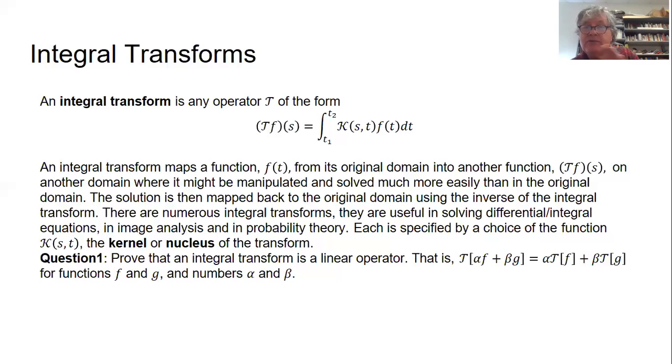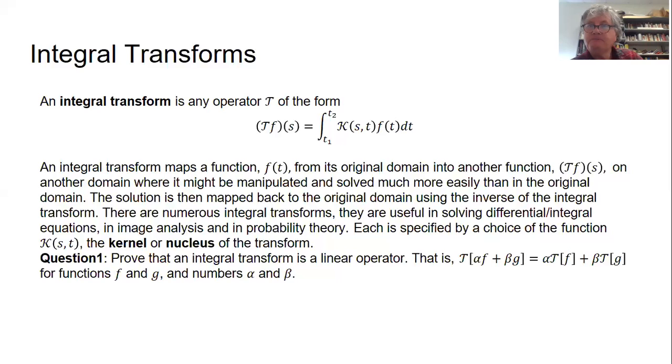And so there's lots of different transforms, and what makes it a particular type is the choice of that function k, which is either called the kernel or the nucleus of the transform. And it's not kernel in the abstract algebra sense of anything to do with identity. It's just kernel in the sense of being at the center, the nut, the seed of whatever's going on.